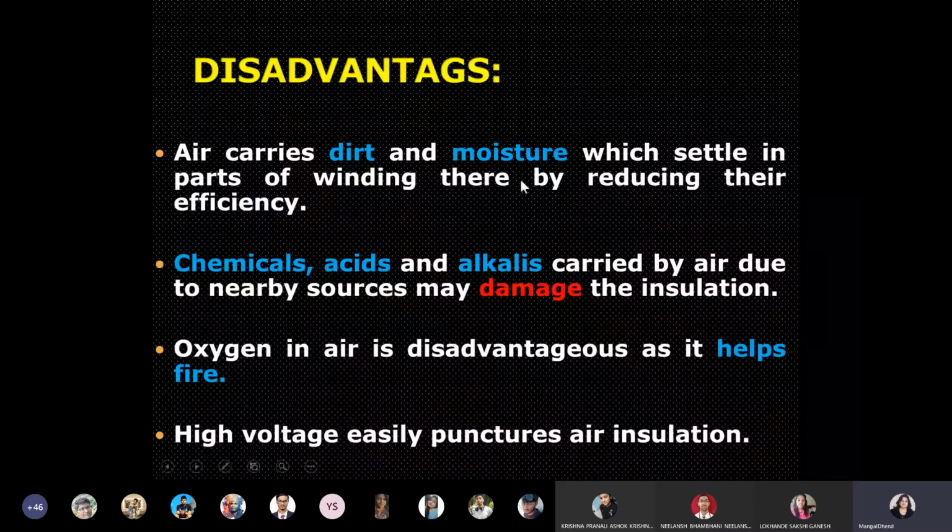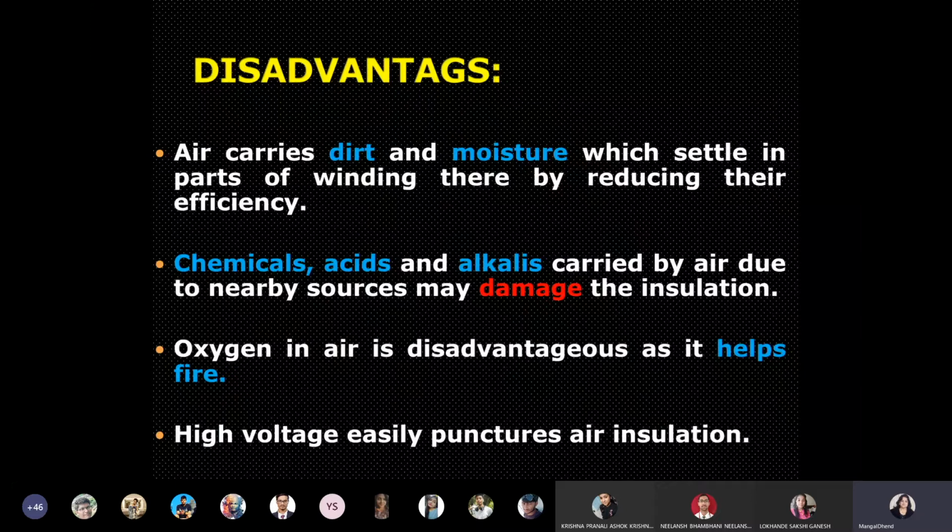Where liquid moisture is there, it settles in the winding, because when such air goes into the winding, that moisture will settle in it and create a liquid form also. So it will go on reducing its dielectric strength. Then chemicals, acids, and alkalis are also there in the air, because we don't know what fumes come from the industries and different pollution. That will also damage our insulation. Then oxygen in air is disadvantageous. Why is it disadvantageous? Oxygen in air will catch fire.